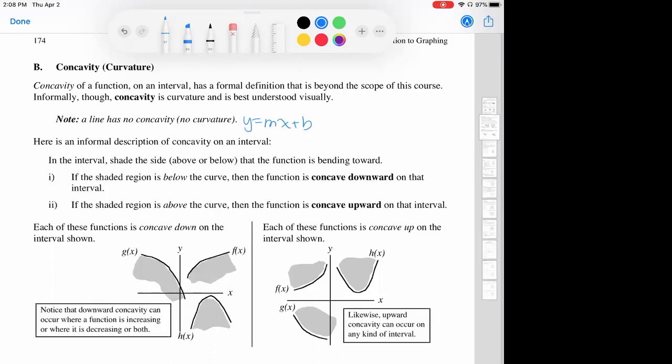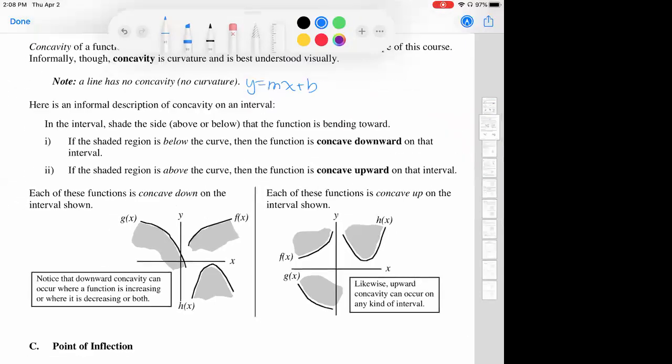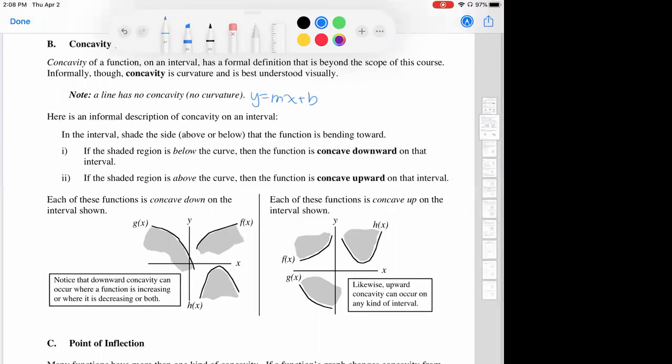Here is an informal definition of concavity on an interval. In the interval, shade the inside, above or below, of the function that's being bent toward. So here shows the shaded portion for each one, so you see them shaded. Let's continue reading. Here is an informal description of concavity on an interval. In the interval, shade the side above or below of the function it's being bent toward.